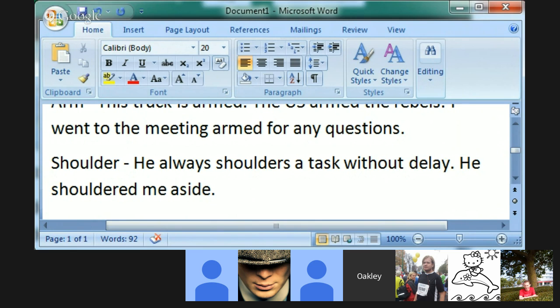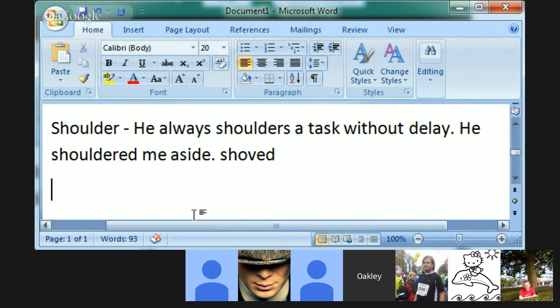He shouldered me aside. Boom. Like kicked out or not kicked out? Yeah, like pushed or shoved. Close. But the implication is that he's doing it actually with his shoulder. Instead of pushing with his hands when you shove somebody, he's physically using his shoulders, is what's implied here. That's great. Very good.